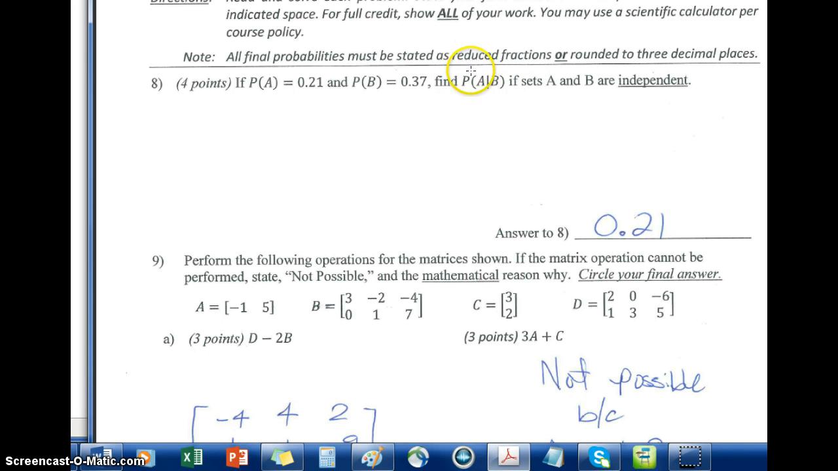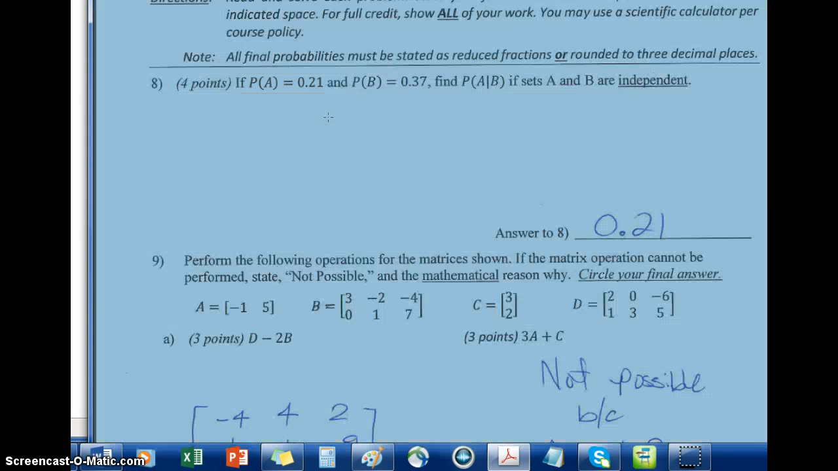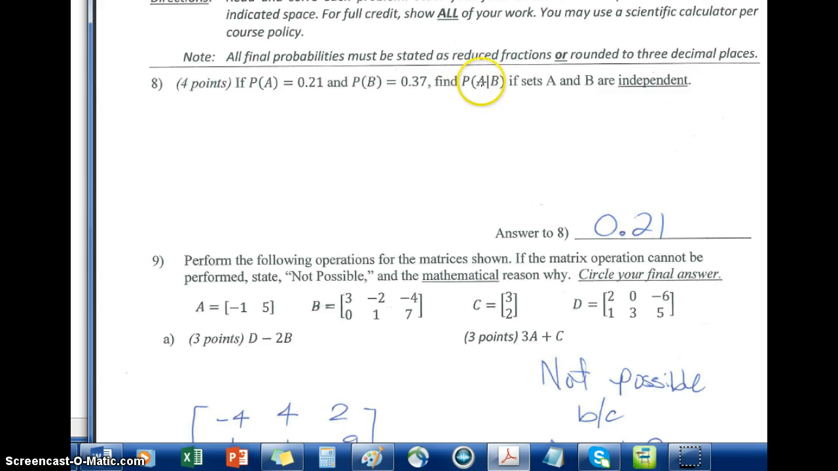And what it's asking is, what's the probability of A given B if we know B happens? If we're given that B occurred? Well, because they're independent, and the definition of that means that because B occurred, it doesn't change or affect the probability of A whatsoever. So we knew the probability of A was 21%, and the probability of A, now that B occurred, is still 21% because they're independent.